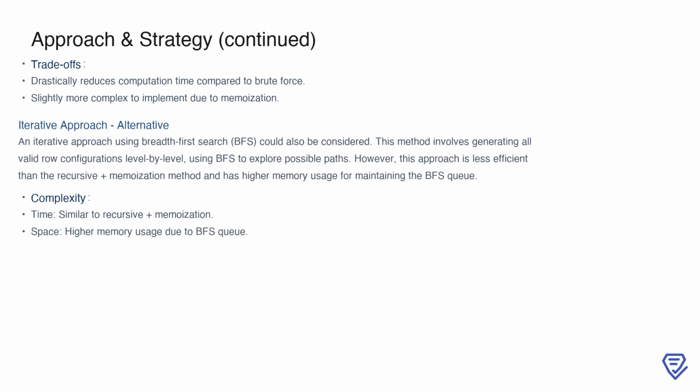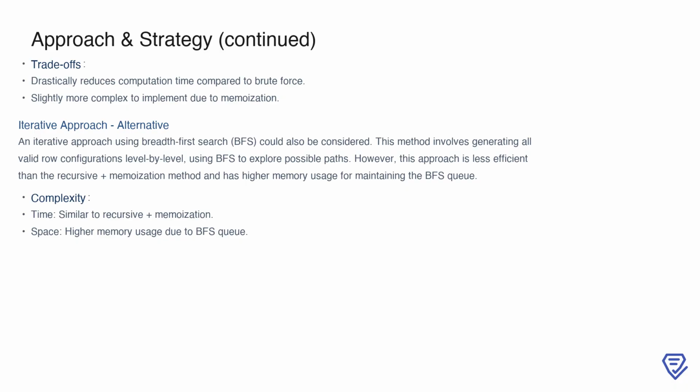Another possible approach is an iterative method using breadth-first search, or BFS. In this method, we generate all valid row configurations level by level, exploring each possible path using a BFS queue. While this approach ensures that we systematically explore all options, it's less efficient than the recursive approach with memoization, as it requires maintaining the BFS queue in memory. This leads to higher space usage overall.